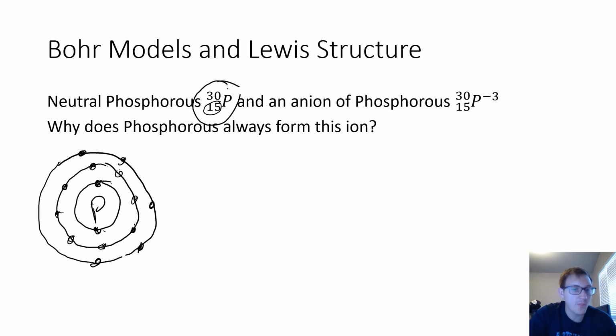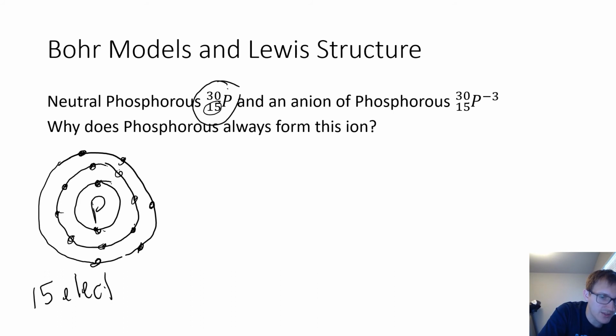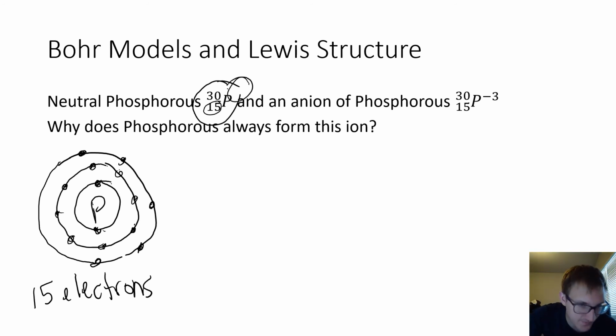Okay, so if you count all my electrons, I should have 15 electrons because that's what my atomic number is. Okay, and I don't have any ion symbols or anything for my neutral atom. And so that is all for our Bohr model. And then if I do the anion, it's going to look very, very similar.